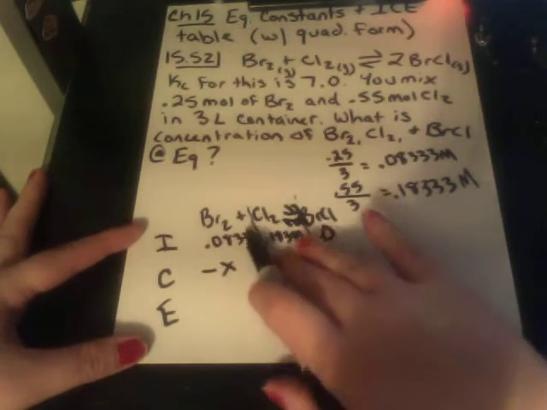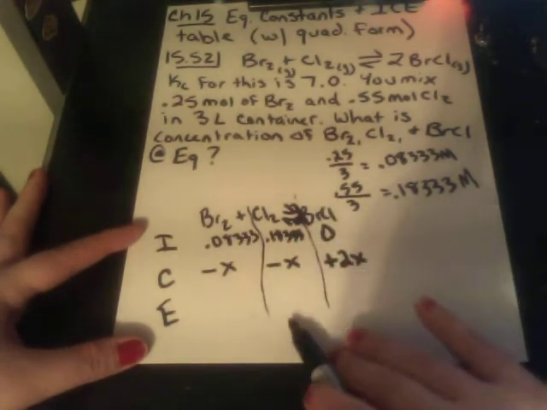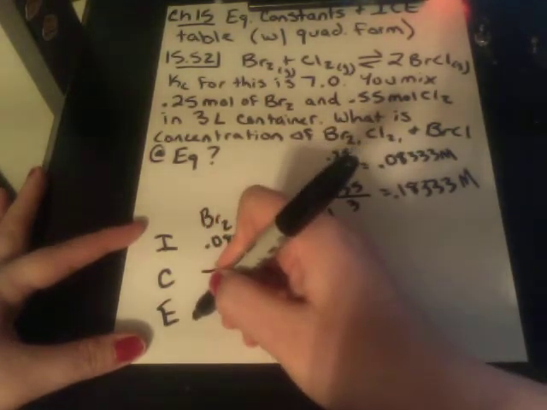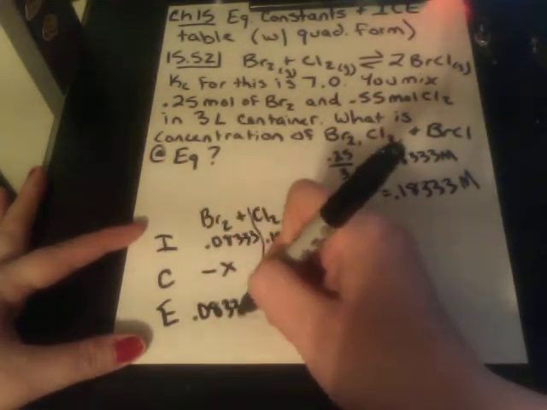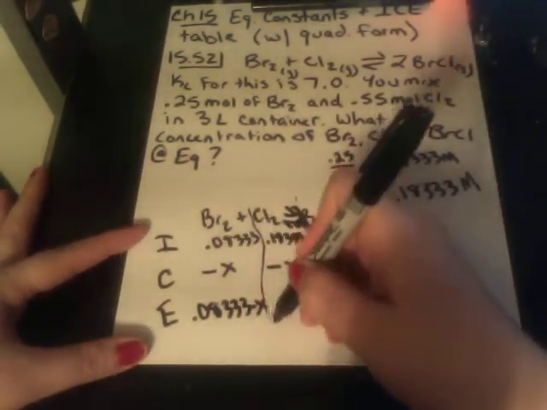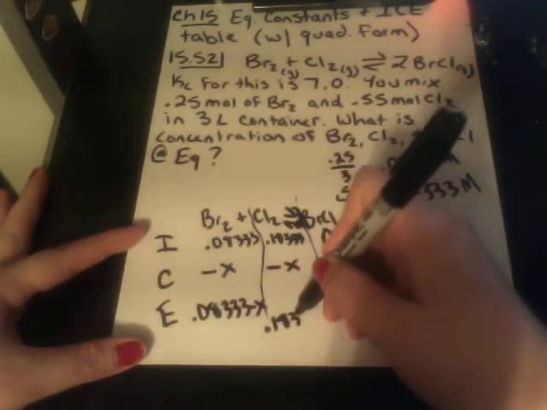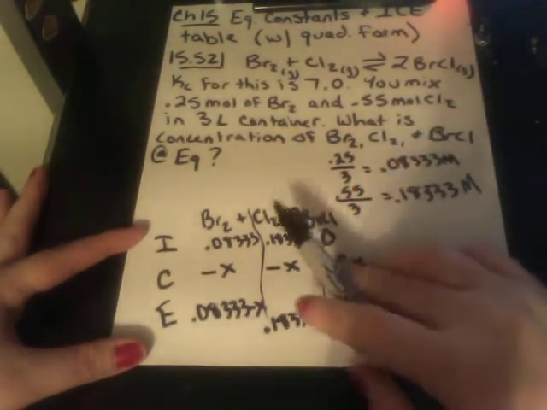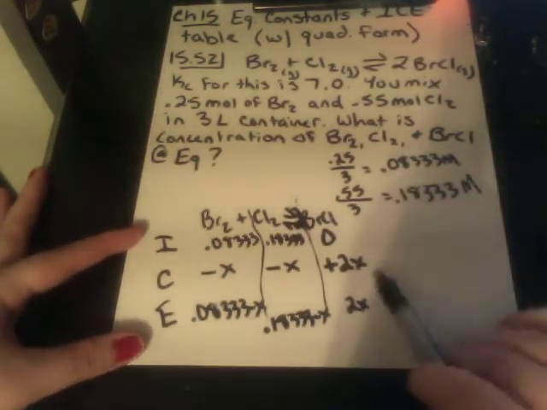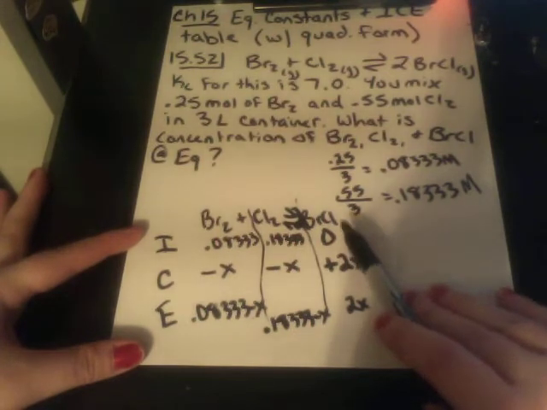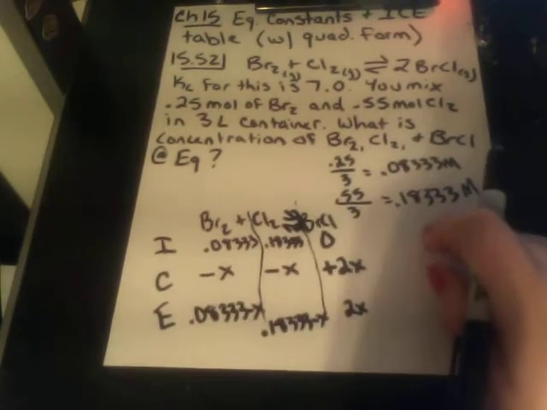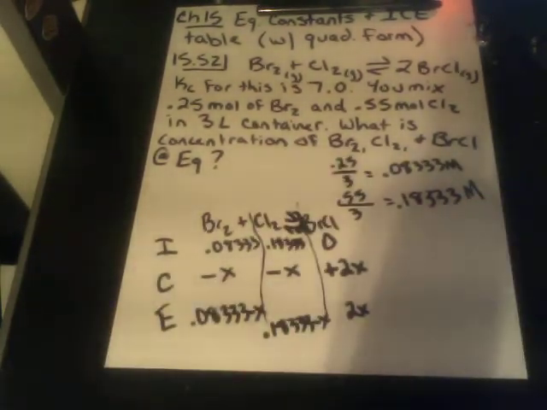So then we total this up for the equilibrium. So at equilibrium, I'm expecting 0.08333 minus x for Br2. I'm expecting 0.18333 minus x for Cl2. And I'm expecting 2x for 2 BrCls. Right? So let's go ahead and, on a brand new sheet of paper, set up our K sub C equation.